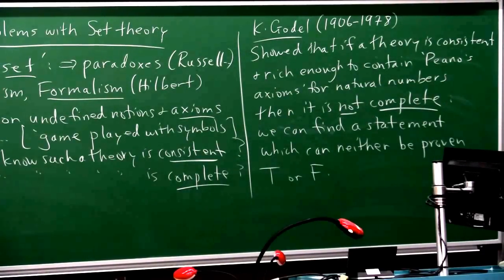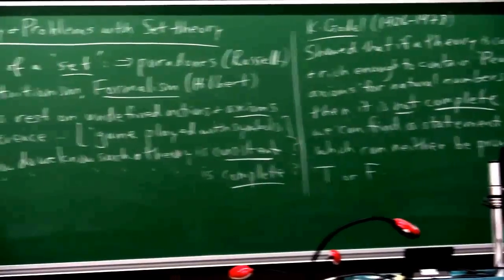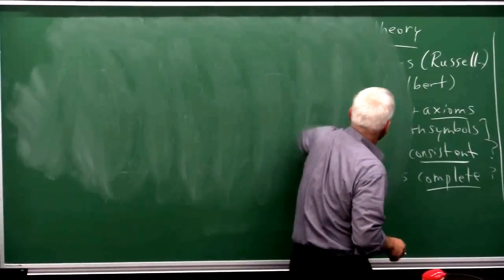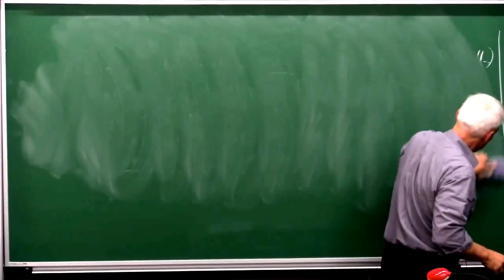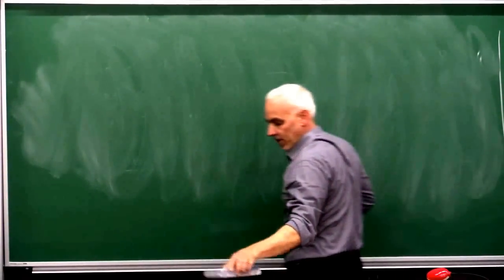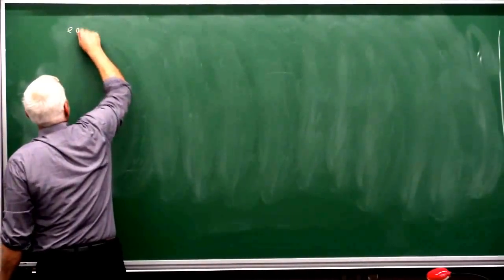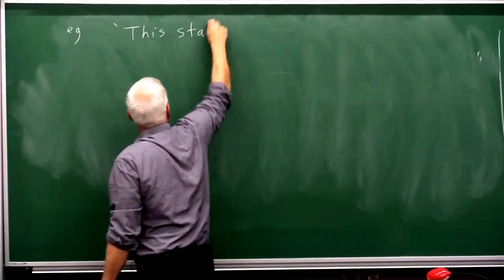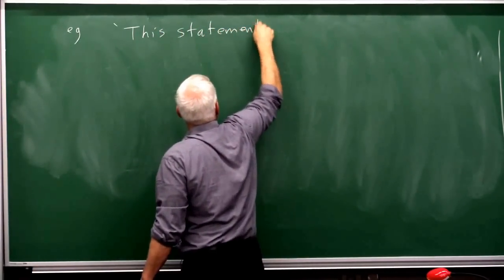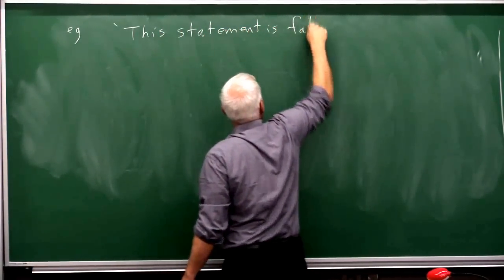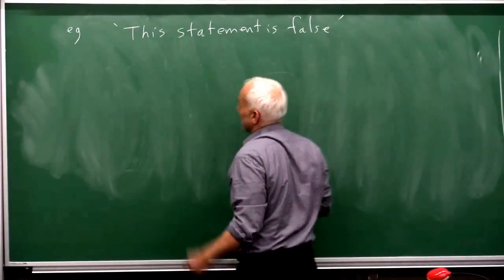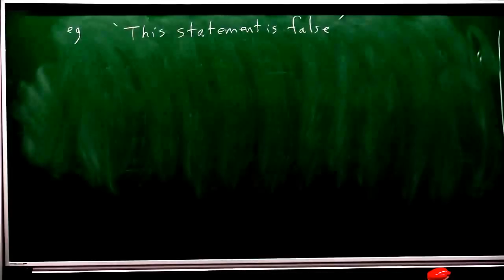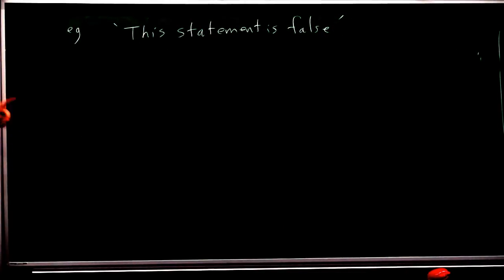And what you might like to think about as an example of such a thing, not in a mathematical sense, but in a more philosophical sense. So for example, this famous statement: this statement is false. That statement is an example of a statement that you have a hard time deciding whether it is true or false.